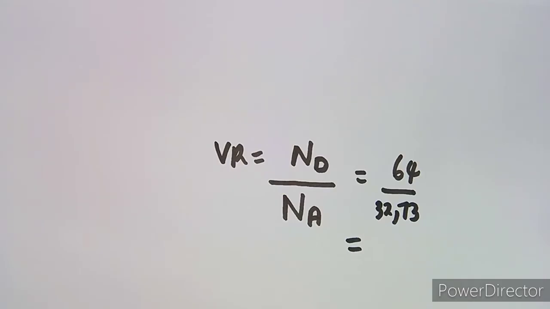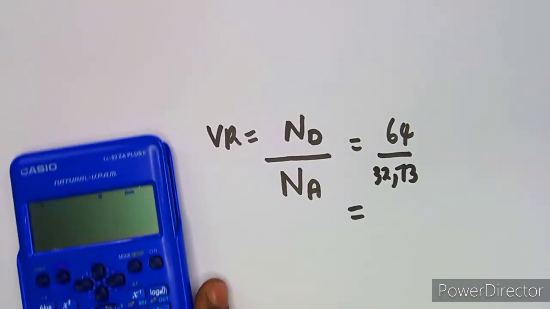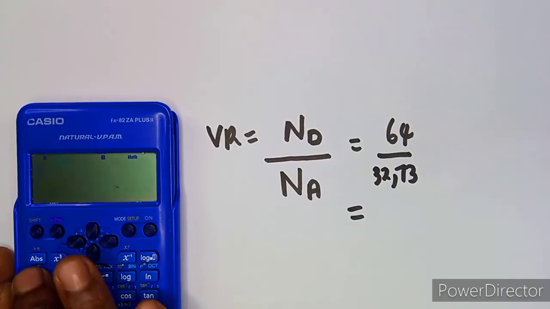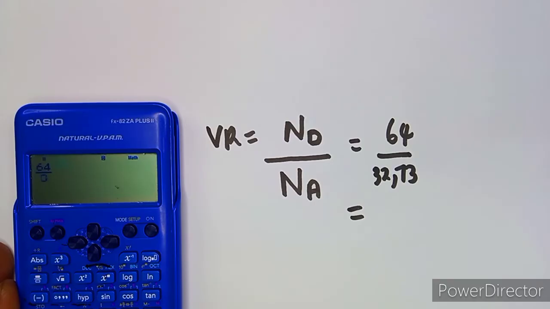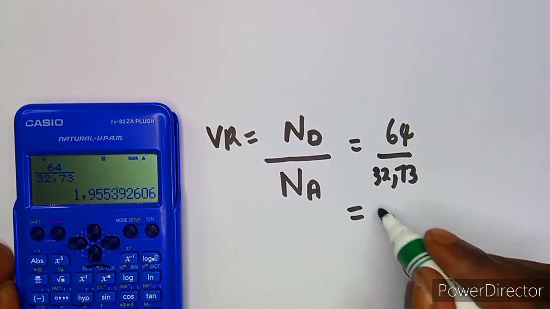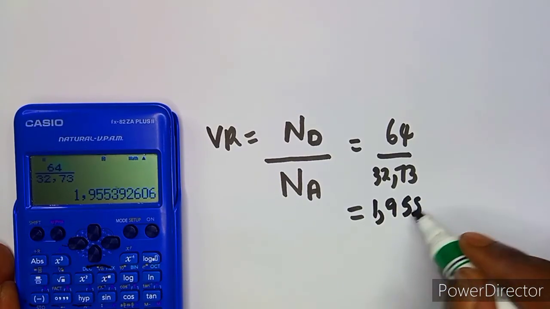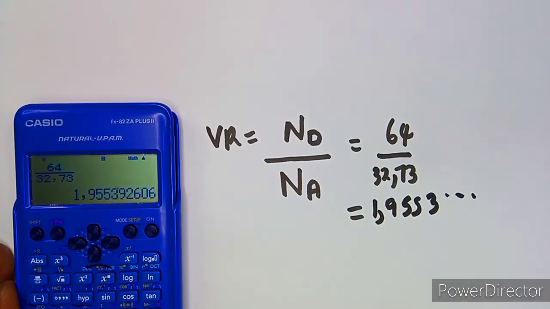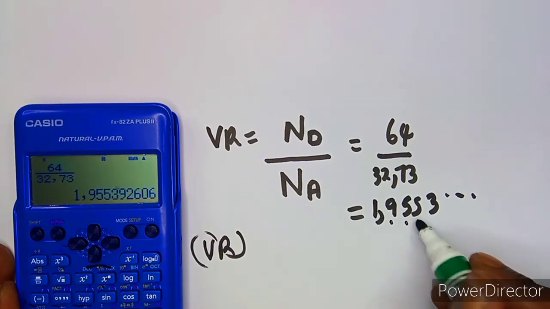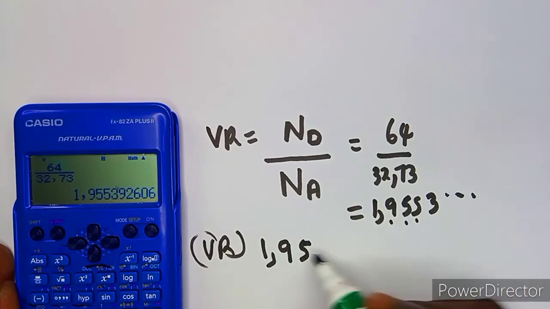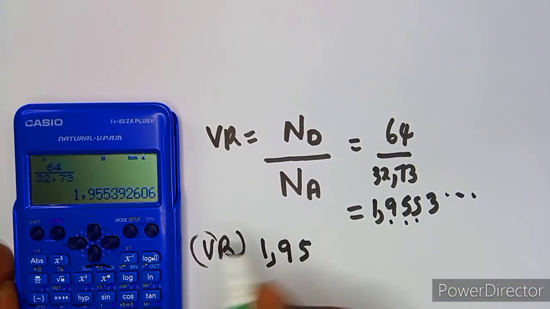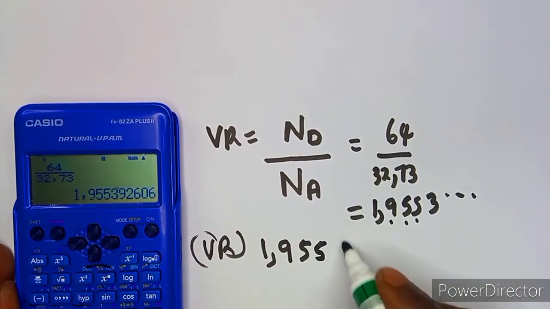Let's cross check this one. I didn't even focus on this method, but let's just see. Put a fraction there, then divide 64 over 32.73, and let's see if you're going to obtain something else. We're going to obtain 1.95539 and so forth. So that will be the velocity ratio, which, rounded off, is 1.955 to 1.